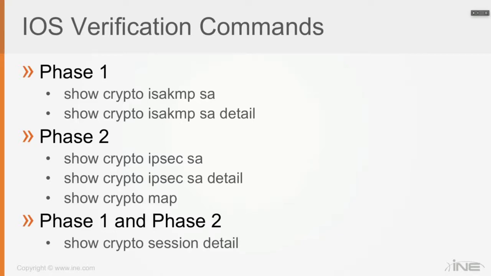While for phase 1 and phase 2, if you want to verify both of them at the same time, the command is going to be show me the crypto session details. So crypto session would mean I don't care about phase 1 or phase 2, just show me the session status, which means for a VPN tunnel to be built with IPsec, both phase 1 and phase 2 have to be up. So that's why the command is show crypto session. Show me the session details of all IPsec VPNs being built.